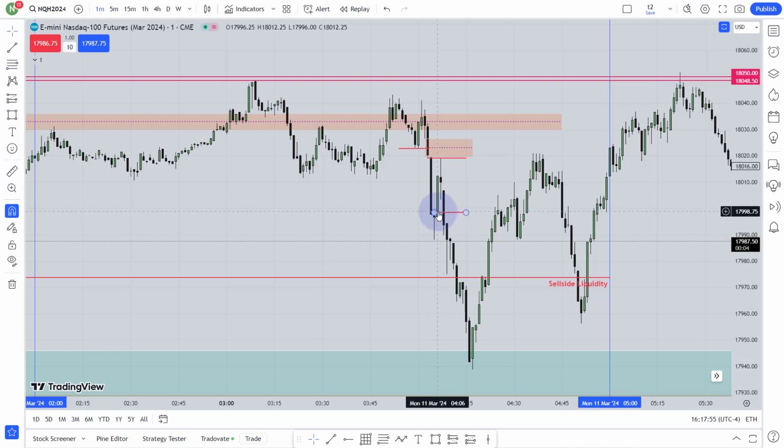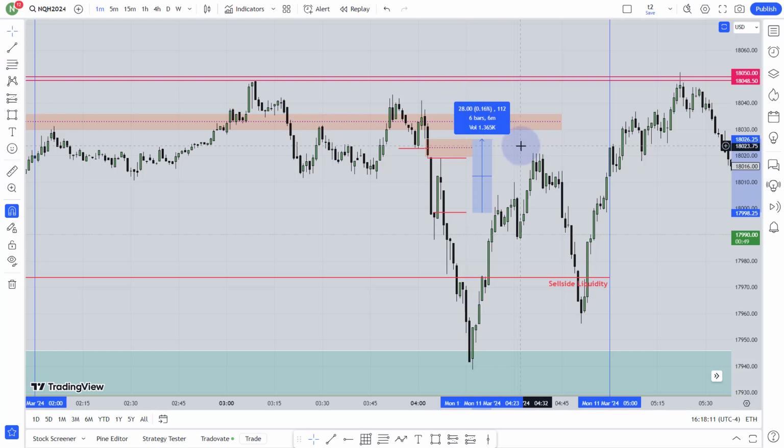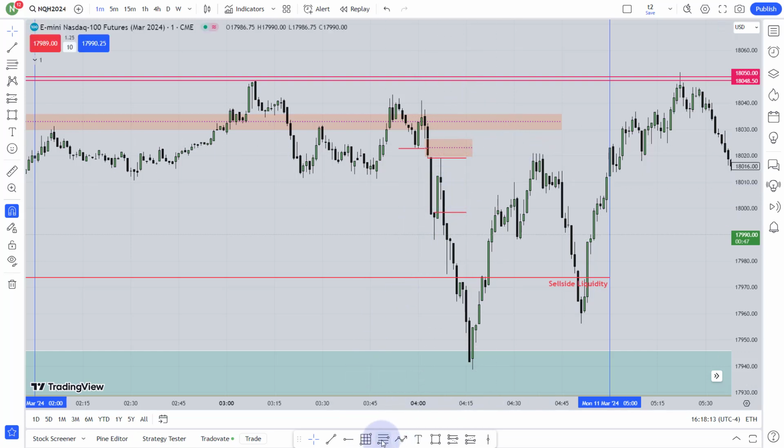What are the rules? You have to take your entry over here at that first fair value gap exactly, and your stop loss has to cover that breakaway gap. Now you can see it's a huge stop loss. From here to here, it's about 28 handle. So in this type of situation, you can do one more thing.